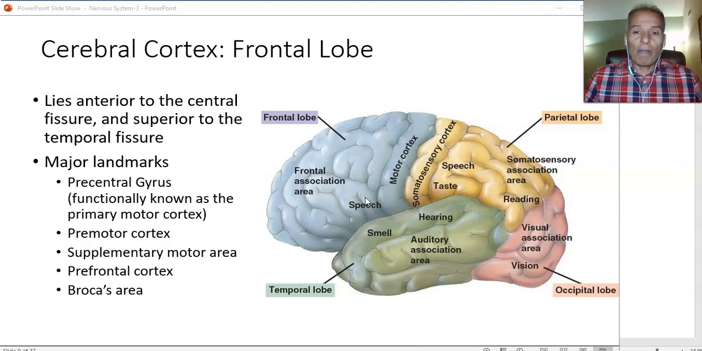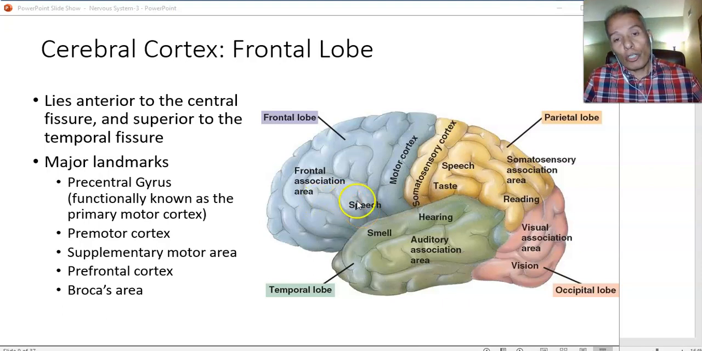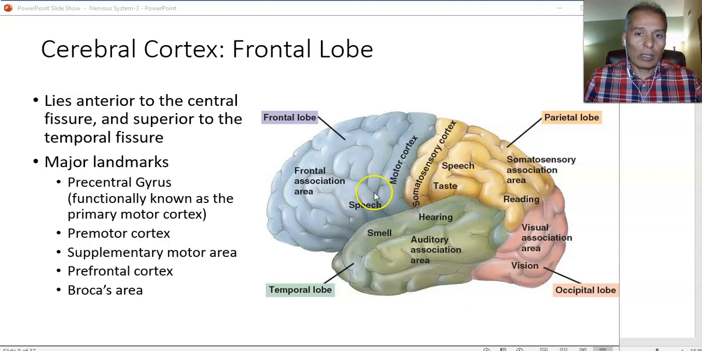And the exact location of Broca's area is in the posterior inferior region of the frontal lobe. And that's not enough. It is anterior to the foot of the premotor cortex. The premotor cortex has a little edge here. So, anterior to the foot of the premotor cortex. If you do that, then you have described it perfectly.